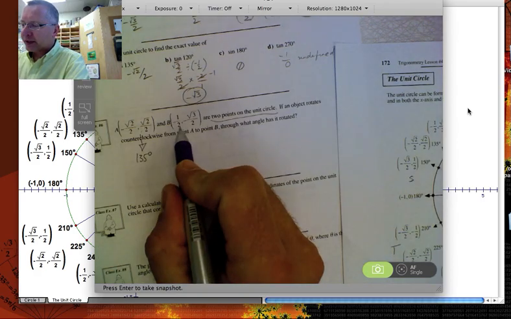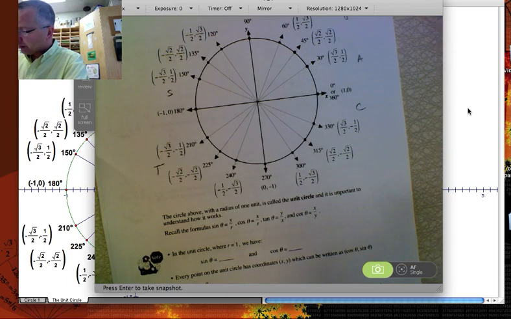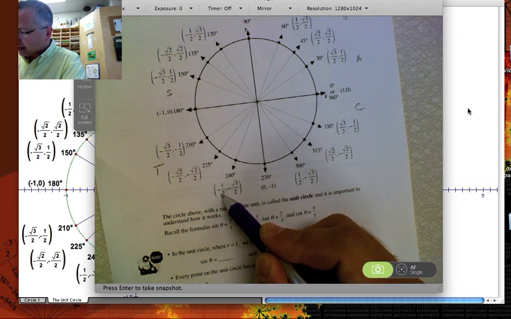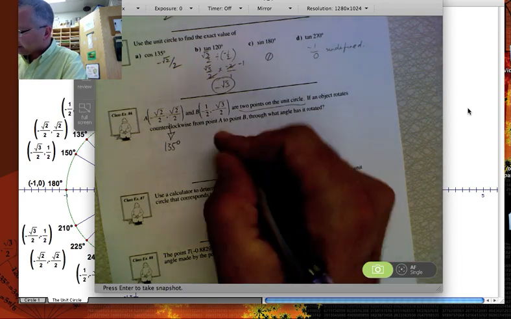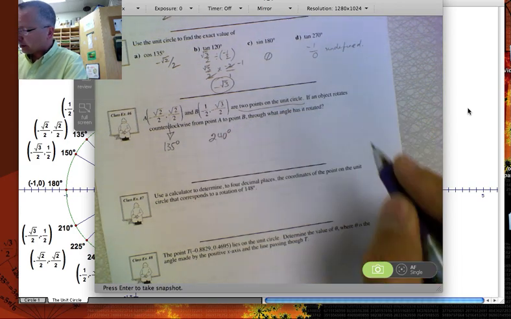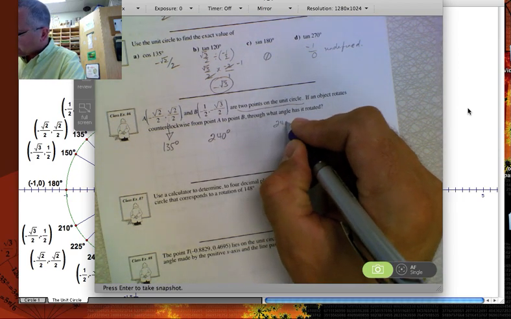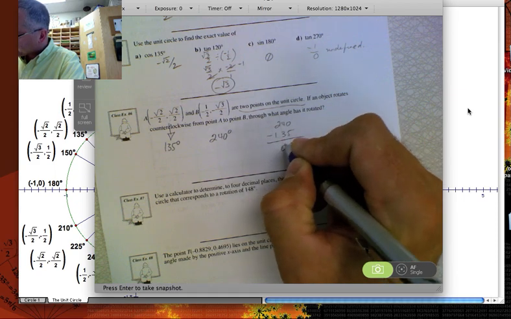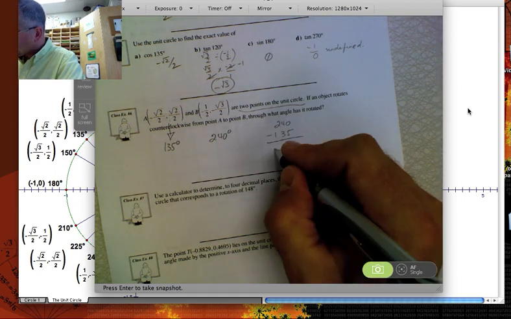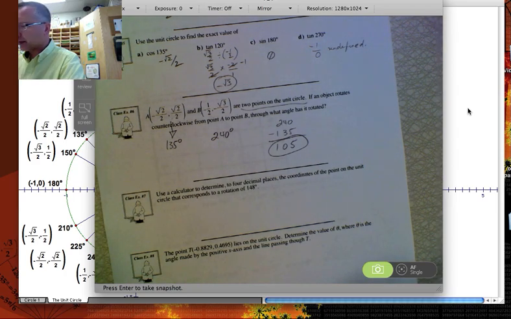The second point is negative a half and negative root 3 over 2. So if I go down here, negative a half and negative root 3 over 2 is at 240 degrees. So here's 240 degrees. So how do I figure out the angle it rotates through? Well, if I take 240 minus 135, I get 105 degrees is what that angle rotates through.